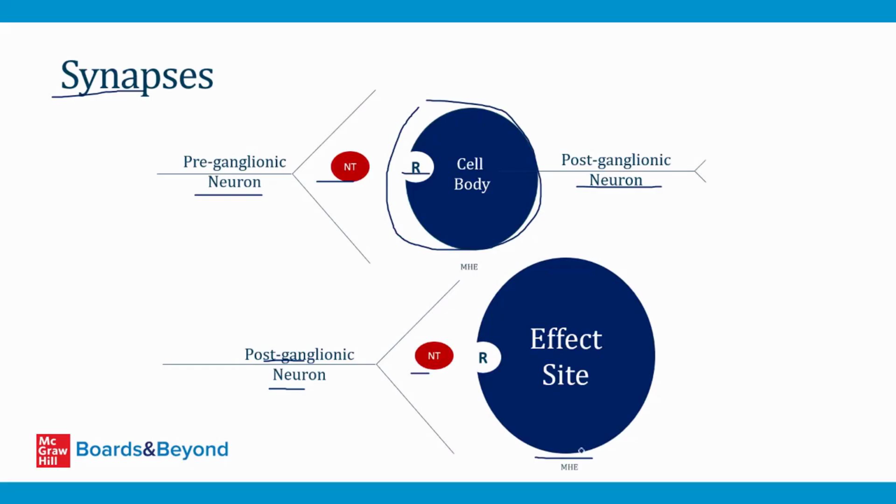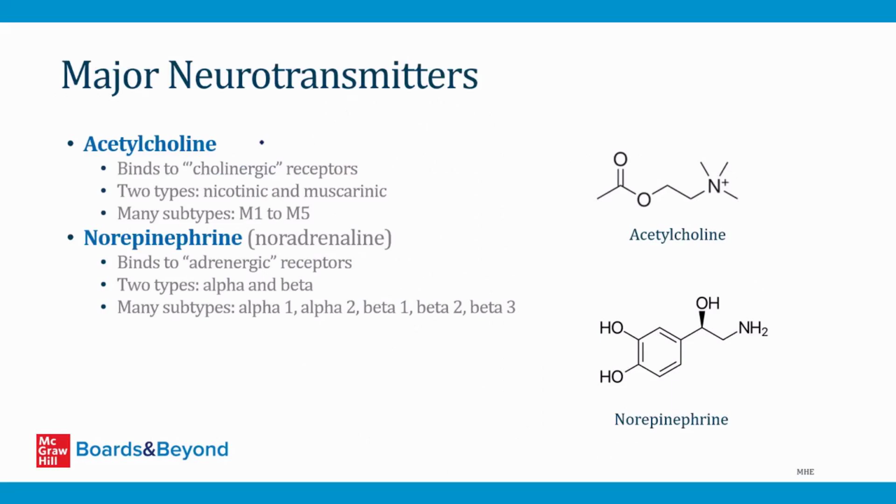So the point I want to emphasize here is that we have two synapses involved in this two-neuron chain in all autonomic nervous system effects. We have the first synapse between the pre- and postganglionic neuron and the second synapse between the postganglionic neuron and the effect site. So now that we understand that there are two important synapses in the autonomic nervous system, we can talk about the neurotransmitters that work at those synapses.